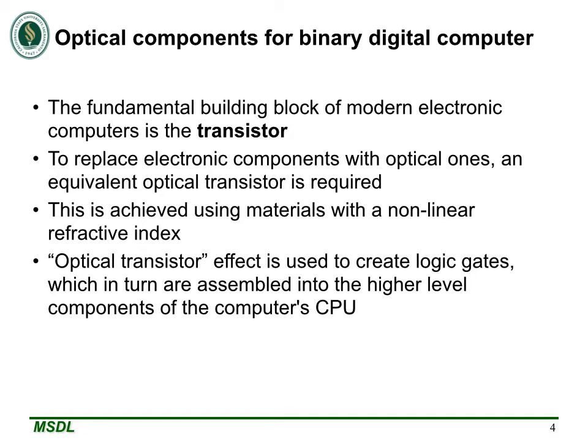Next, we have optical components for binary digital computer. The fundamental building block of modern electronic computers is the transistor. Now, what is a transistor? A transistor is a device which is used to amplify or switch electronic signals and electrical power. This transistor has to be replaced with an optical transistor. An optical transistor is a device that switches or amplifies optical signals.